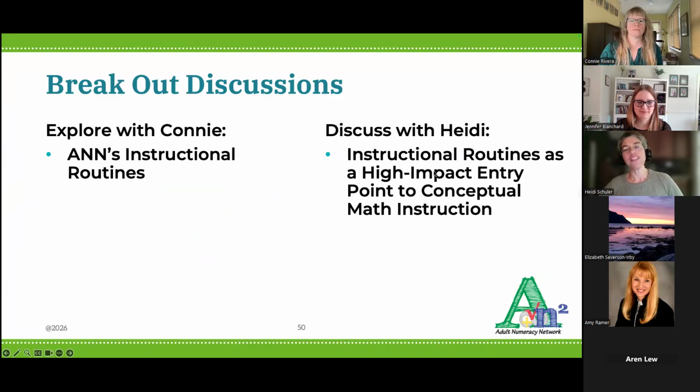Why do we want to do these? And why is it worth our time? Where is the high impact entry point? What does that mean? What does it look like? Particularly when we're focusing on the why of math and not just the how of math.